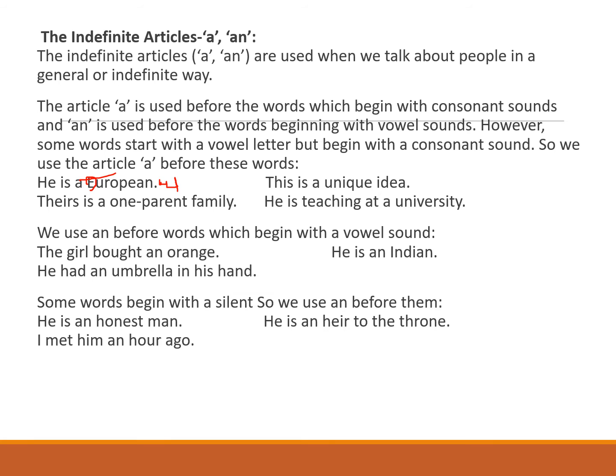Theirs is a one-parent family. Here we should not pronounce it as wo, it is va. It is used with the va sound in Tamil. So a one rupee coin, it is a one rupee coin.